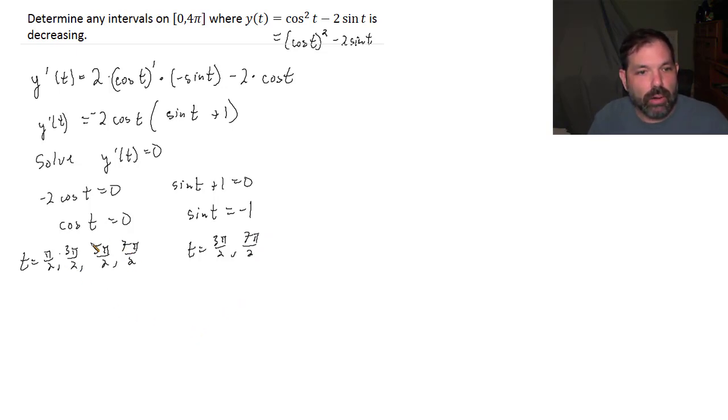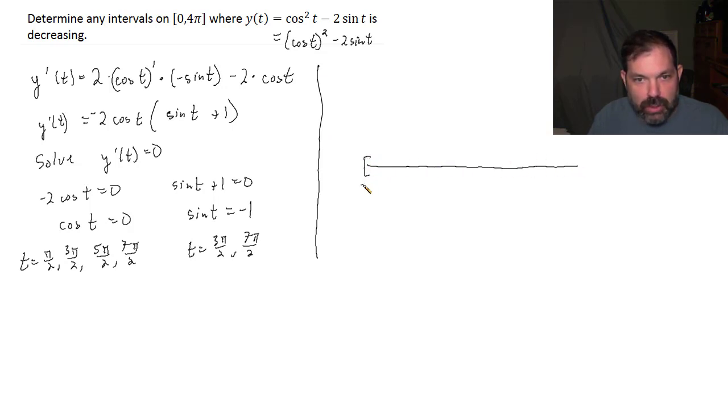All right, so I see that there are 4 important numbers on the number line that we are considering. Here's my number line, and it stops at 0, and then I have pi over 2, 3 pi over 2, 5 pi over 2, 7 pi over 2, and then it stops at 2 pi. I didn't draw this very well, but I hope you understand the general picture.